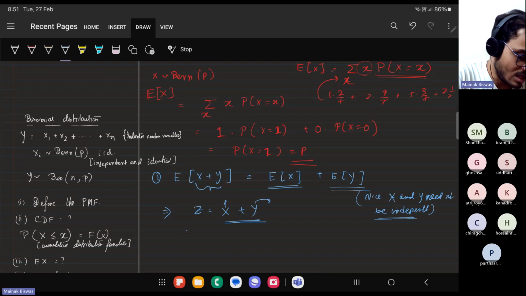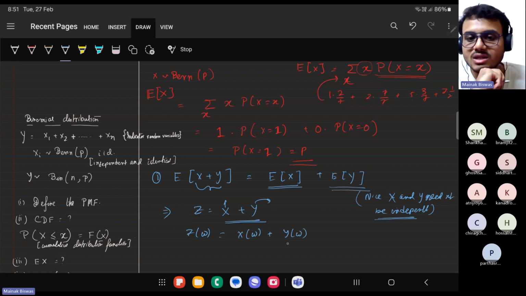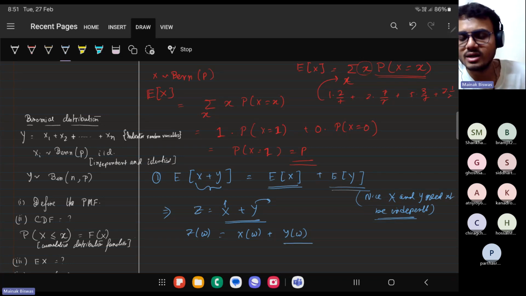So what does this actually mean? Z of omega is X of omega plus Y of omega. This is what it actually means. So if you have a head, say X maps it to 1 and Y maps it to 2. For the same event, a head, it will be 1 plus 2 equal to 3. Something like that will happen.